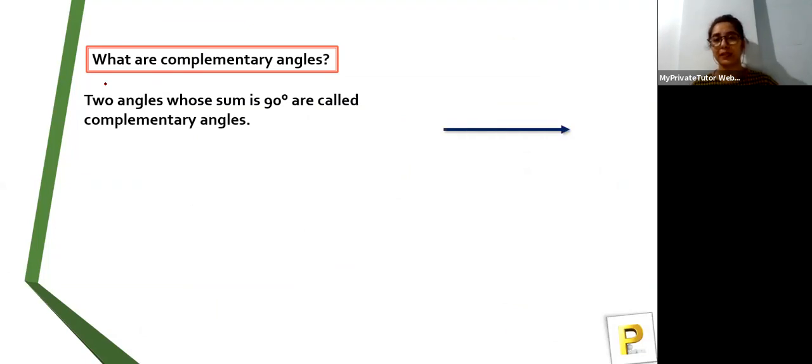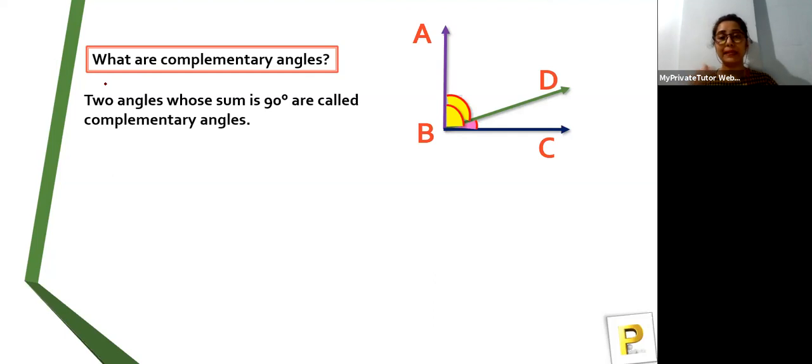Let's make an angle first. Here we had two rays and an angle. Now we have two angles in it: angle ABD and angle DBC. Let's see what the measurements are. For angle ABD, that is 60 degrees. And if you check angle DBC, what is that angle?